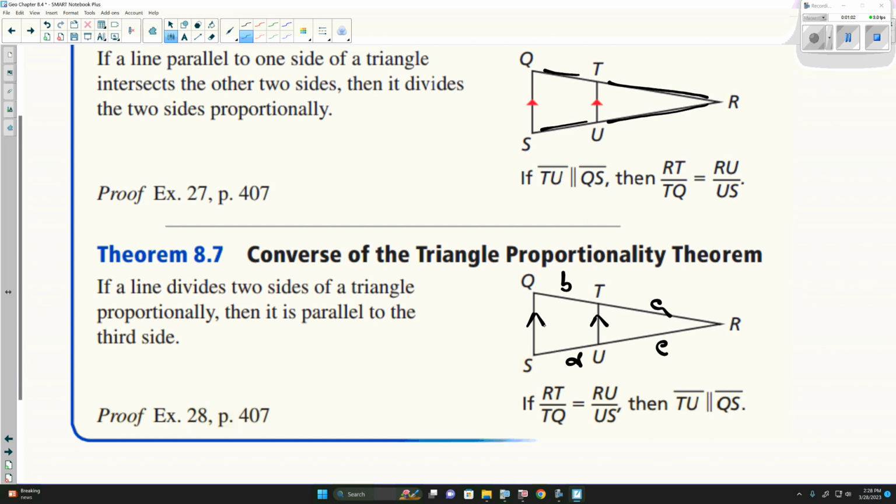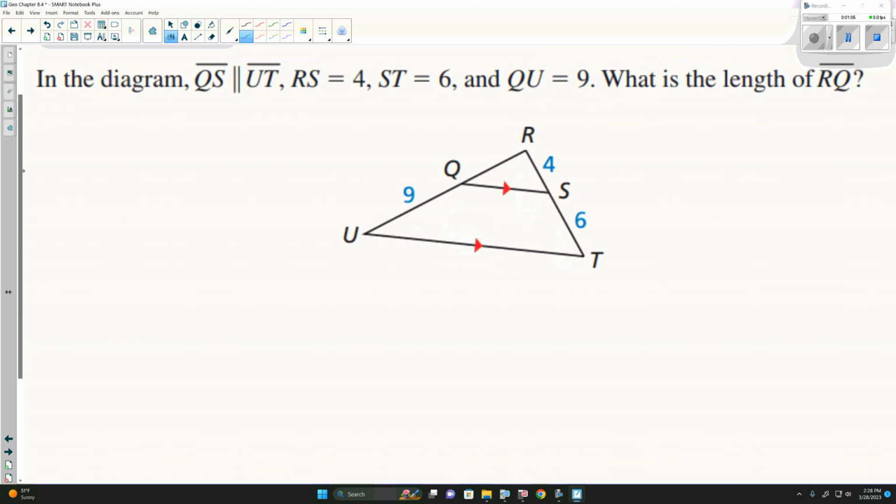So let's look at an example of this here. If we look at this triangle, in this diagram, QS and UT are parallel. RS is 4, ST is 6, QU is 9, but we don't know the length of RQ. But because of our triangle proportionality theorem, RQ, X, over QU is going to be the same proportion as RS over ST. So our X over 9 is going to be the same as 4 over 6.